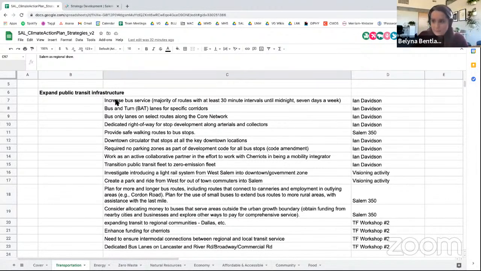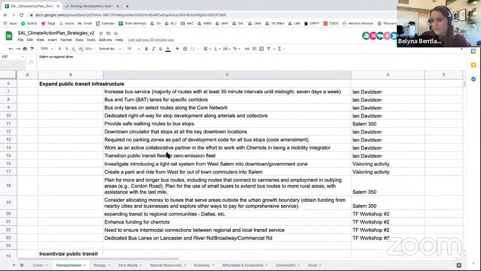So expanding public transit infrastructure. What are the dedicated lanes, bus service points that we can focus on? That's really this category.